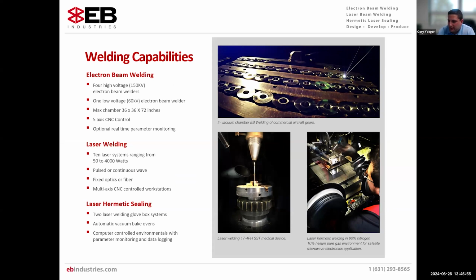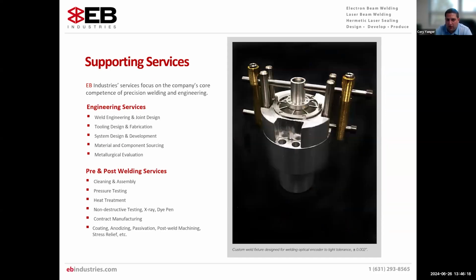On the laser welding side, we have 10 laser welding systems that range from 50 to 4,000 watts. We have both pulsed and continuous wave lasers. We have fixed optics and fiber optics lasers, and all of our lasers are controlled on a multi-axis CNC control workstation. For hermetic sealing, we have 2 laser welding glove boxes, automatic vacuum bake ovens, and computer-controlled environments with parameter monitoring and data logging.